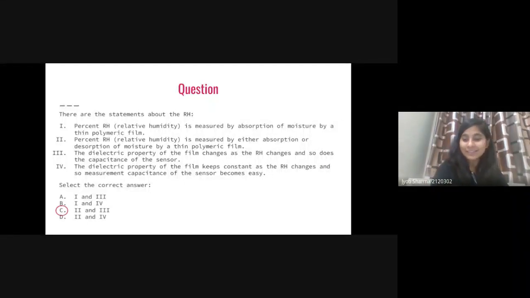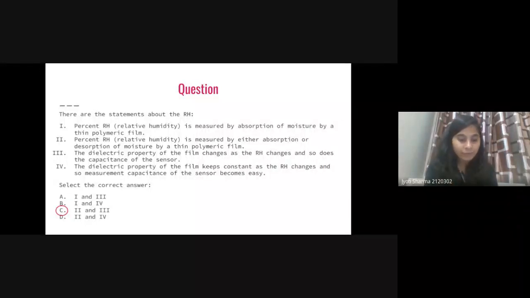Okay, so answer C is right. The second and third statements are right because, based on the relative humidity that we have inside our house, moisture can be absorbed or desorbed based on the percentage of relative humidity we have in our atmosphere. If we have more relative humidity, then more will be absorbed. So this depends on the percentage of relative humidity that we have inside our house, whether absorption or desorption of moisture will happen on this thin polymeric film.